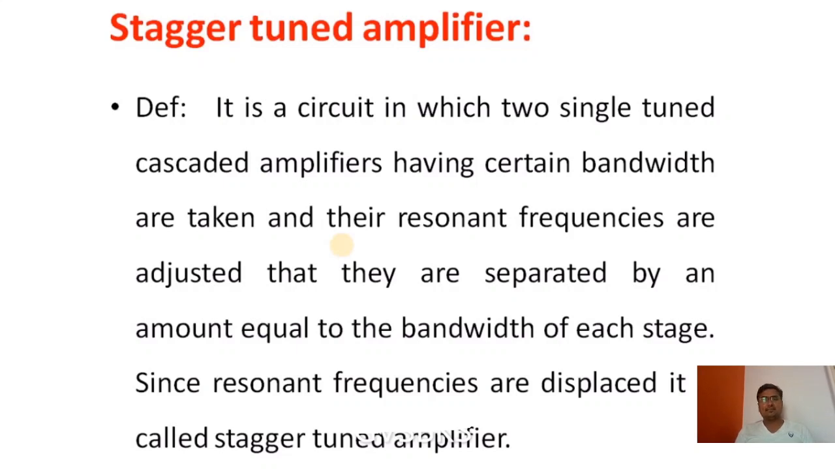It is a circuit in which two single tuned cascaded amplifiers having certain bandwidth are taken and their resonant frequencies are adjusted so that they are separated by an amount equal to the bandwidth of each stage. That's what I said from the last 5 minutes. Since the resonant frequencies are displaced or separated, it is called a stagger tuned amplifier. So this is the overall summary we had from the last 5 minutes.